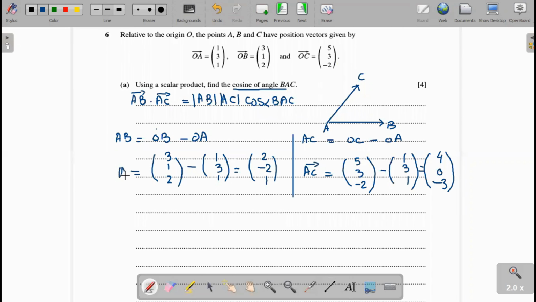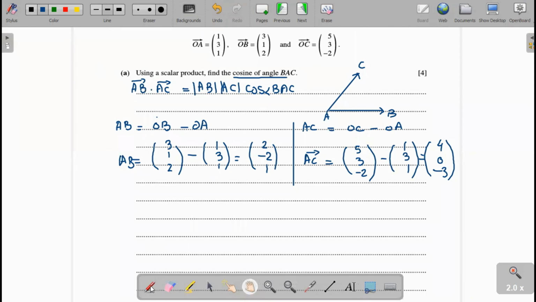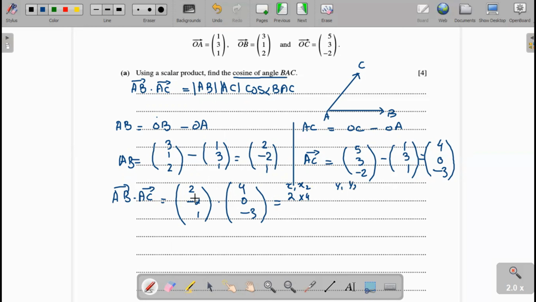Now this is the AC vector and this vector is AB. Now you will take AB dot AC. You see here AB is 2, minus 2, 1, and AC is equal to 4, 0, minus 3. Now the product AB dot AC, this is x1, y1, z1 and this is x2, y2, z2. Now we multiply corresponding coordinates. x1 into x2 is 2 multiply 4, and same as y1, y2, minus 2 multiply 0, and next is plus z1, z2, 1 multiply minus 3. The answer is 8 minus 3, that is equal to 5.